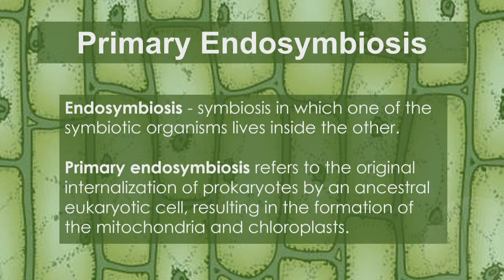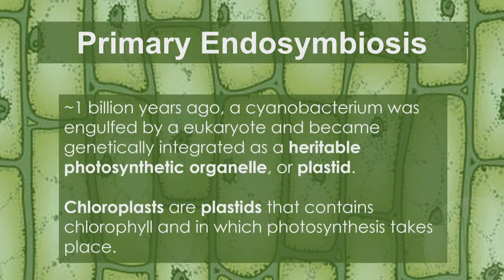Primary endosymbiosis refers to the original internalization of prokaryotes by an ancestral eukaryotic cell, resulting in the formation of mitochondria and chloroplasts. Well, why is this important? Because around 1 billion years ago, a cyanobacterium was engulfed by a eukaryote. Animals are part of the eukaryotes. Plants are part of the eukaryotes, and it became genetically integrated as a heritable photosynthetic organelle, or a plastid. So these chloroplasts, or plastids, contain chlorophyll and are where photosynthesis takes place.